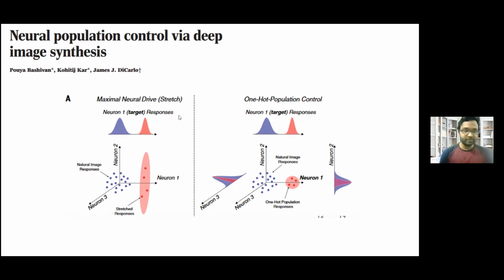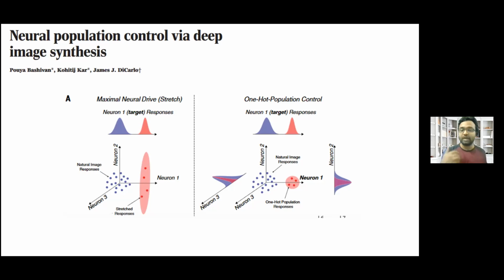So this is the last part of the talk. In this study, the question they're looking at is: can we use neural networks to identify the best set of images that would evoke the highest activity in the neurons? So I'm recording from a set of neurons and I show different images, and some images evoke very high activity, some evoke low activity. But I don't know what the best features of that neuron are, and what image would evoke the highest activity in that neuron.